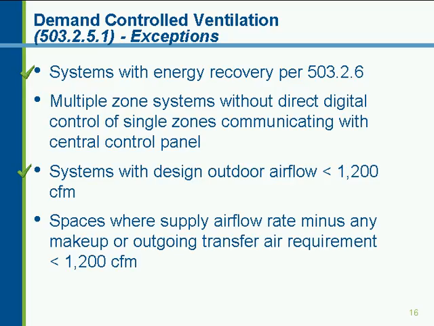And if you've got a space where the supply airflow rate minus any makeup or outgoing transfer air is less than 1,200 CFM. An example of this might be a dining room which is transferring air to a kitchen hood exhaust system. The dining room is providing the makeup air, so there is less than 1,200 CFM left to do the demand control ventilation. You can't turn down any lower, otherwise you won't be providing enough makeup air for that kitchen. That would be an example.